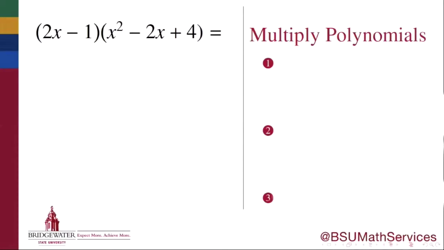Polynomials are algebraic expressions made up of a sum of multiple terms involving positive integer powers of the same base. So in this example, x squared minus 2x plus 4 is a polynomial with 3 terms. 2x minus 1 is a polynomial with 2 terms.